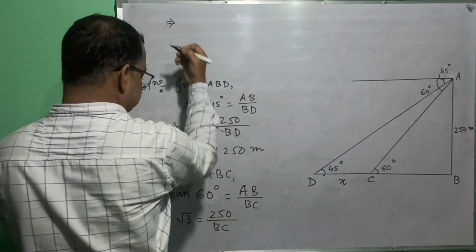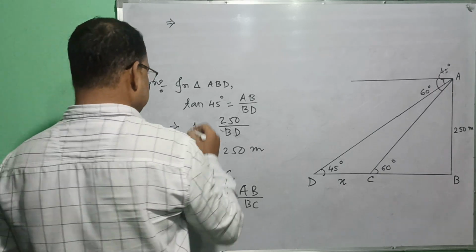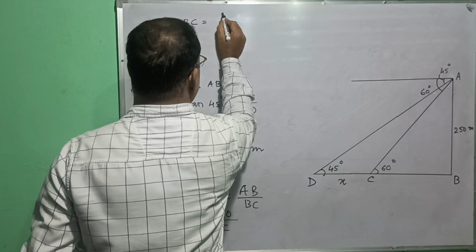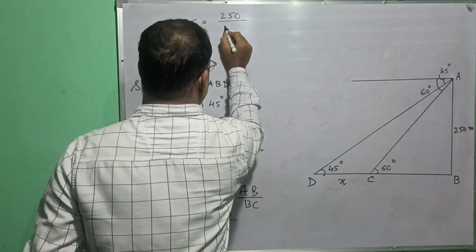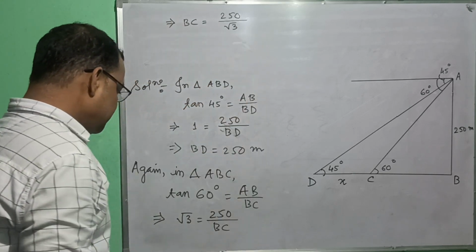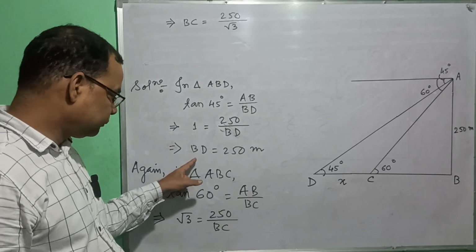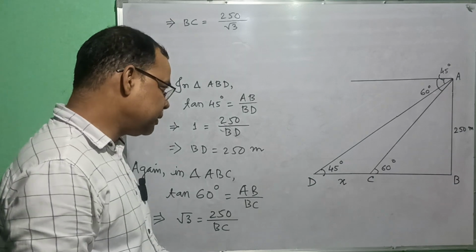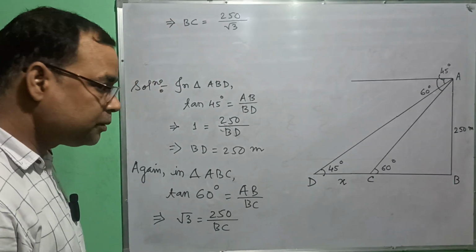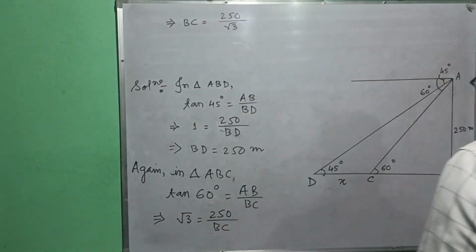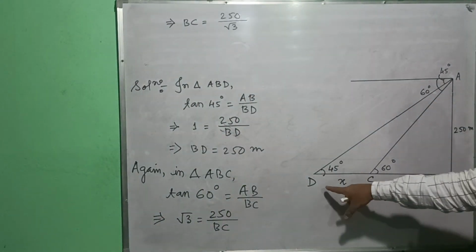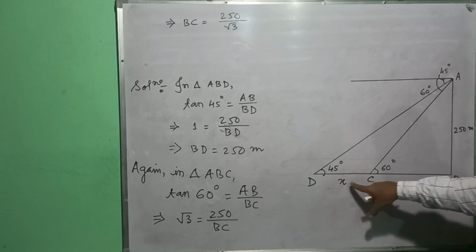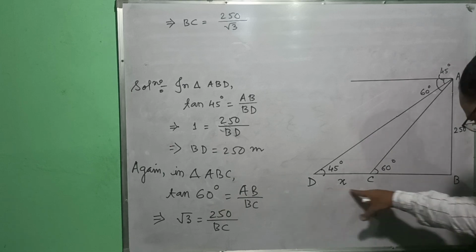This implies BC equals 250 by root 3. So here BD equals 250 and BC equals 250 by root 3. Now we see that the value of X we can get by subtracting BC from BD.